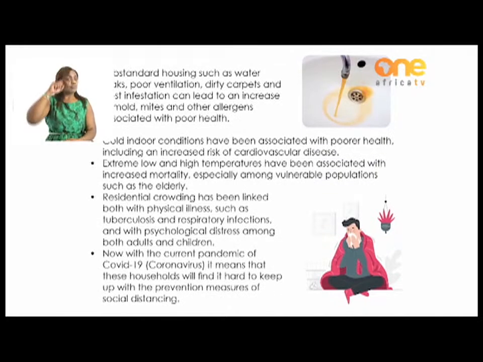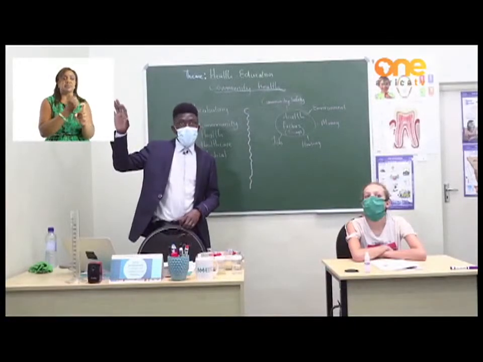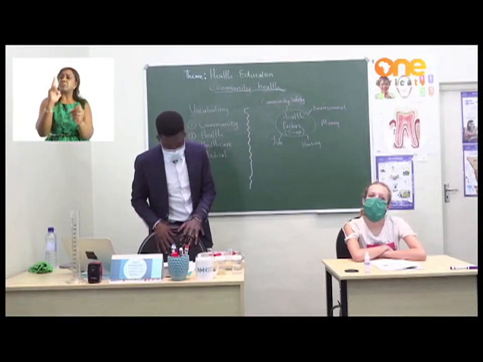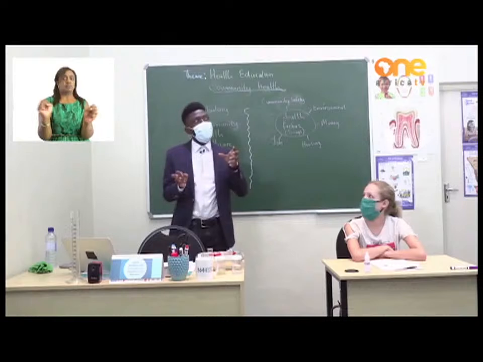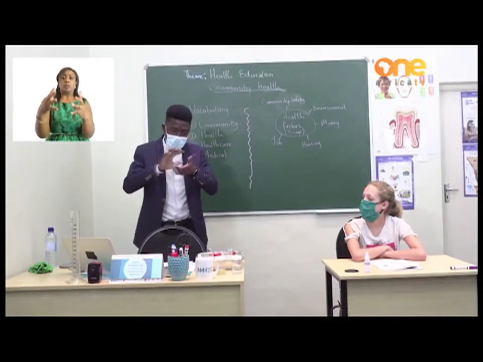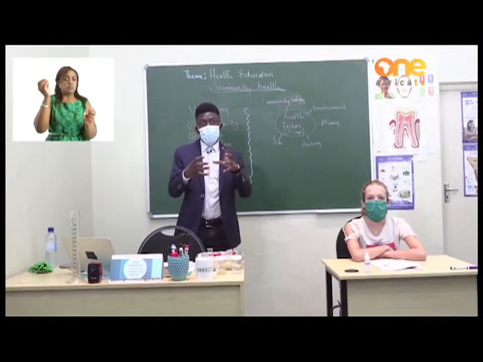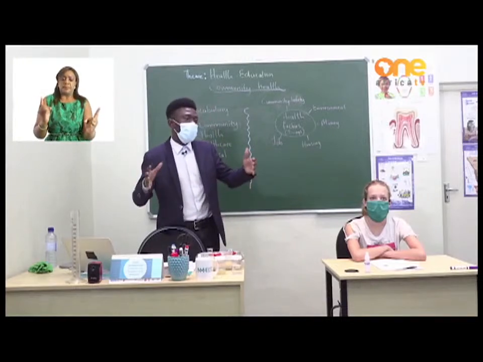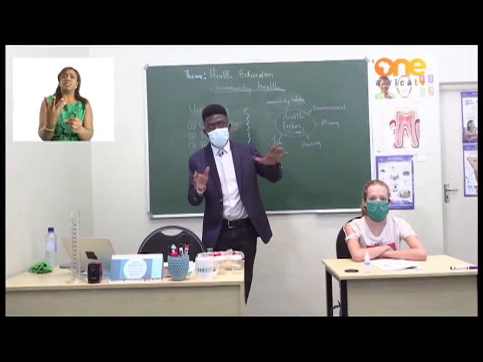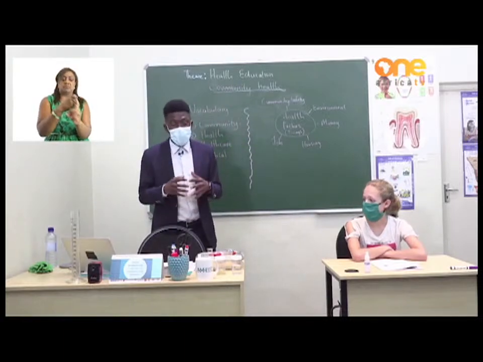And now with the current pandemic going on, COVID-19, it means that these households will find it very hard to keep up with the prevention measures of social distancing if they don't have houses, for instance. Because most of our houses in the outskirts of Windhoek have no structure of streets and stuff, so they are just piled together, and the people don't really have enough space to distance themselves. So because some of them live 6 in a kabashu and so on.